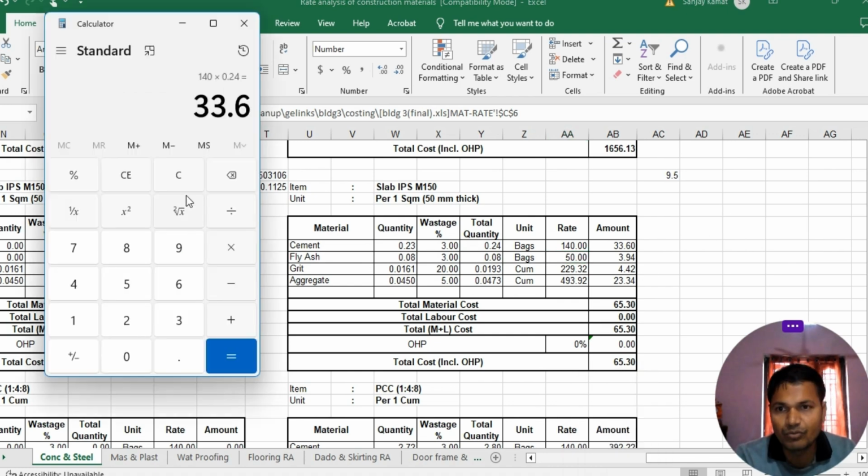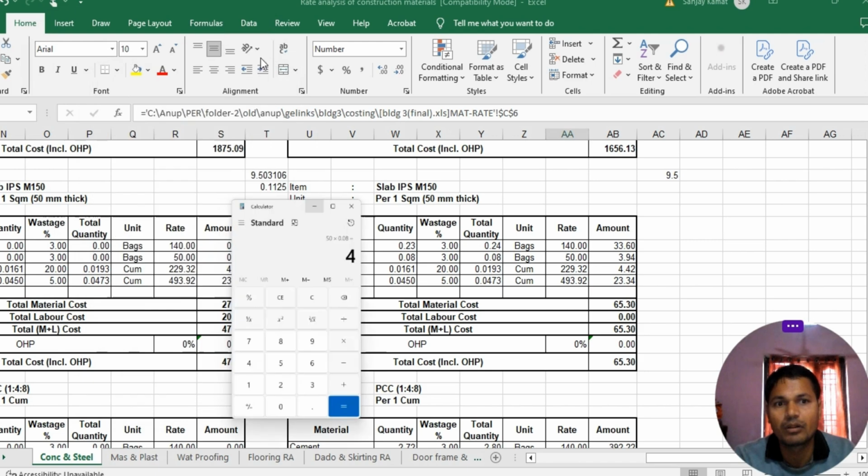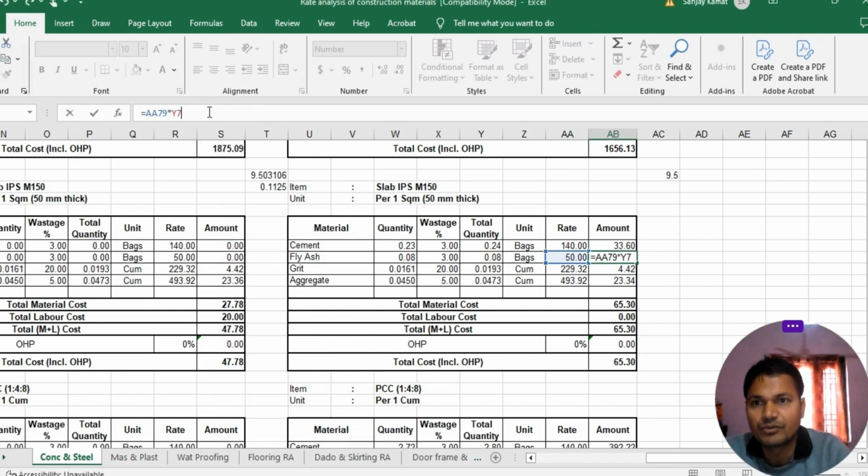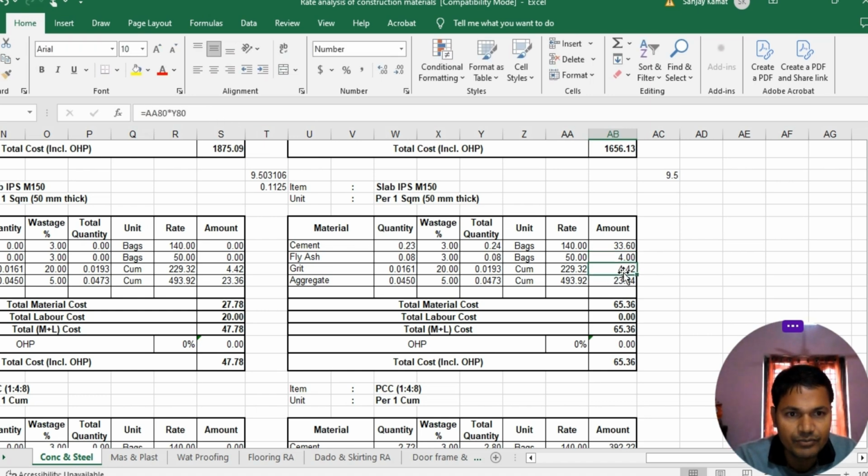So again we are going to multiply the rate with the total quantity. We can multiply 50 into 0.08, and it comes to 4. So here you have to write 4, don't write 3.394. This is the accurate value, exactly 4, so we have to write 4.